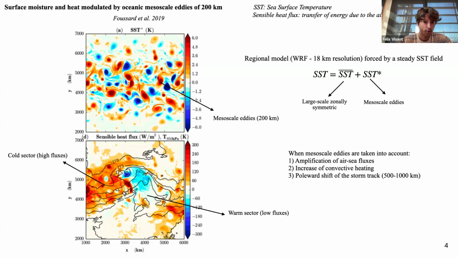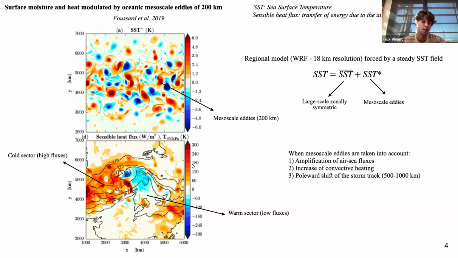There are two different regions that we can identify: the cold sector. As I said, there is the advection of cold and dry air above warm SST, so it creates high surface fluxes. We can also identify the warm sector, where the wind is blowing from the south, and so the air-sea contrast is weaker than in the cold sector, so low fluxes. In addition to that, we can also observe a strong correlation of surface fluxes with the oceanic mesoscale. So you can see a cold eddy here and a warm eddy here.